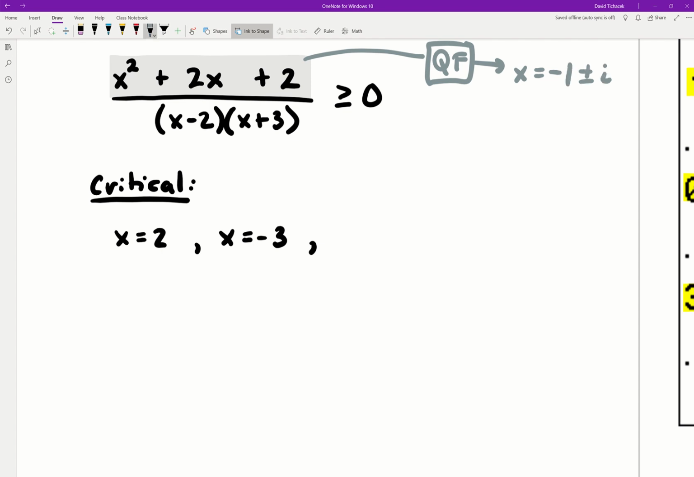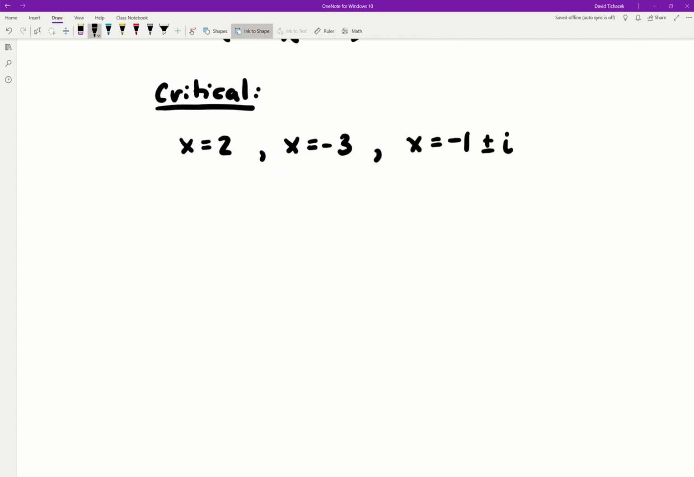Okay? So while we would consider those to be critical values here, unfortunately, whenever we go to the number line, our number line is only going to deal with real numbers and not complex numbers. So whenever we draw our number line here, we're just going to account for the negative 3 and the positive 2 and disregard the complex numbers that we got here for some critical numbers, okay?